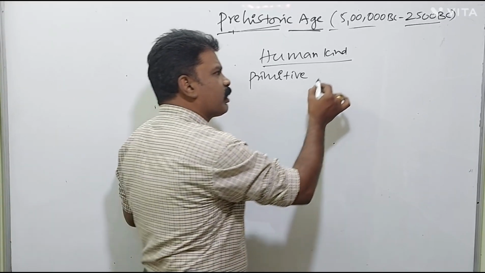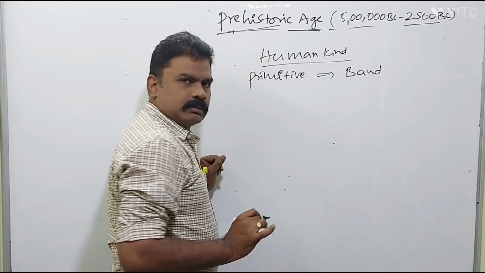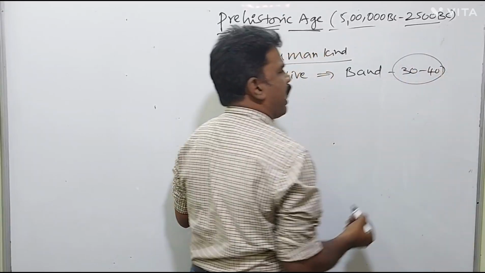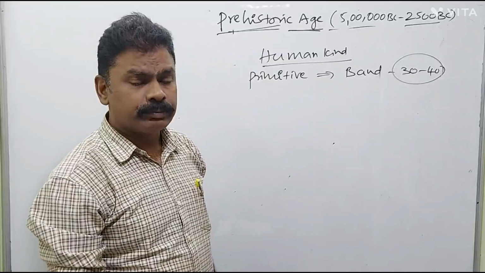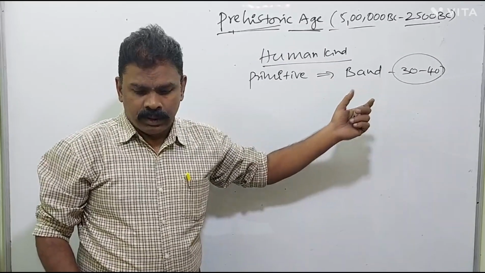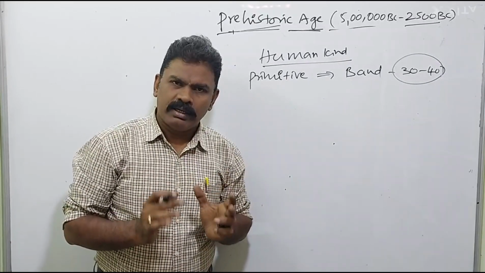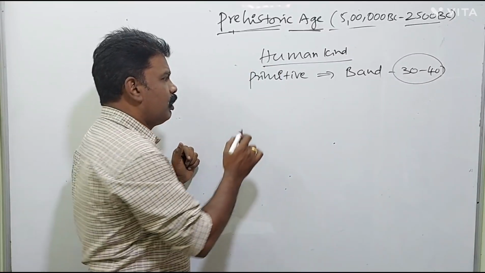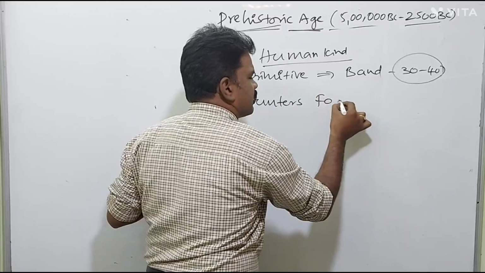But they lived like bands. 30 to 40 people as one band. So they lived in bands. And they used to surround the animal to hunt. During this period, people were hunters and food gatherers.